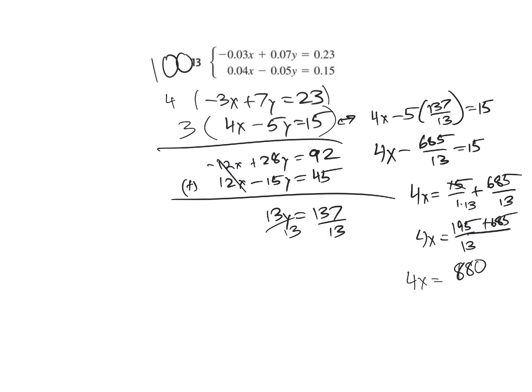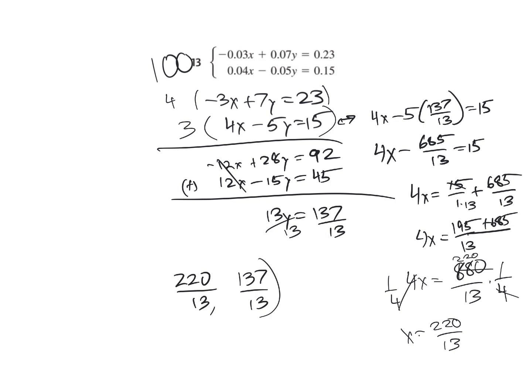Oops, 880 over 13. Multiply by 1/4, and 4 goes into 88, 22, so 220 over 13. So x is 220 over 13. So 220 over 13 and 137 over 13.